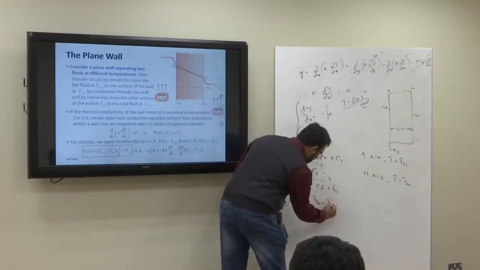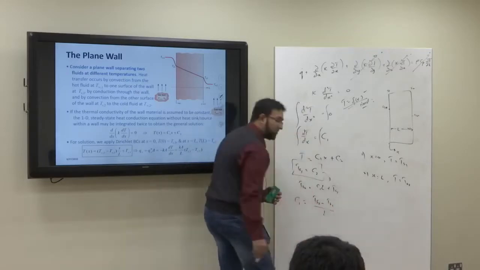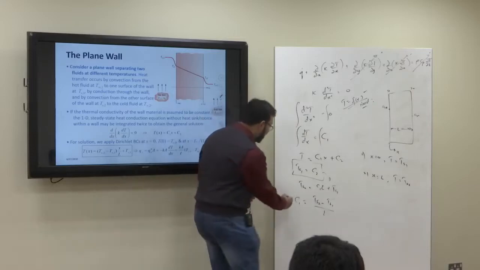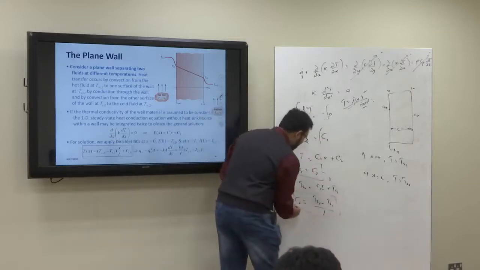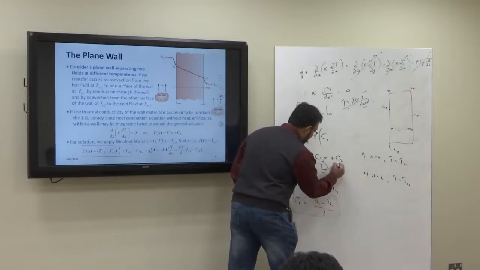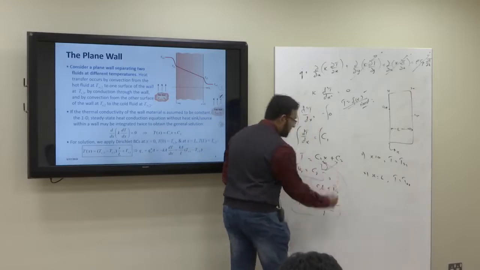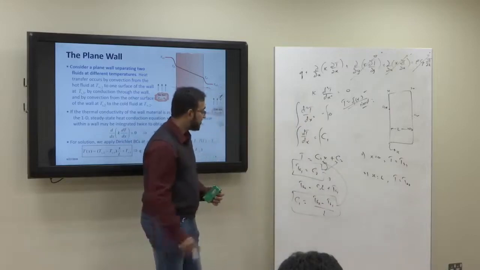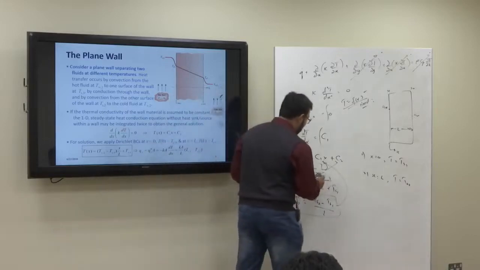Ts2 minus Ts1 divided by L, right? So this is my C1. Now I have C1 and C2, I can substitute them here. So C2 here, C1 here, right? I can substitute it. So if I substitute it, it will become what?